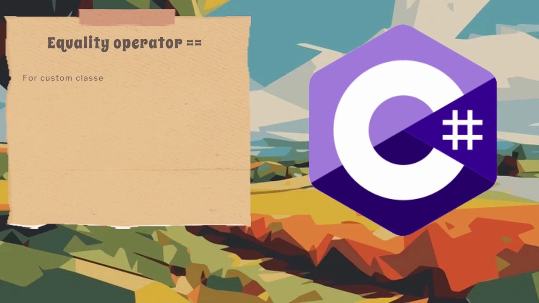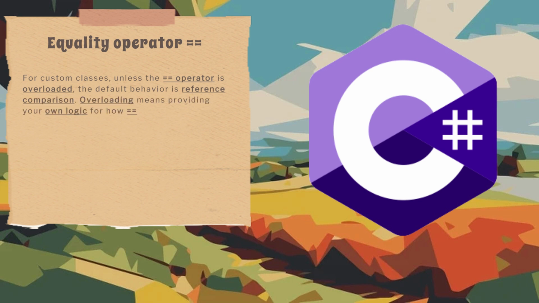For custom classes, unless the equality operator is overloaded, the default behavior is reference comparison. Overloading means providing your own logic for how the equality operator behaves when comparing two instances.